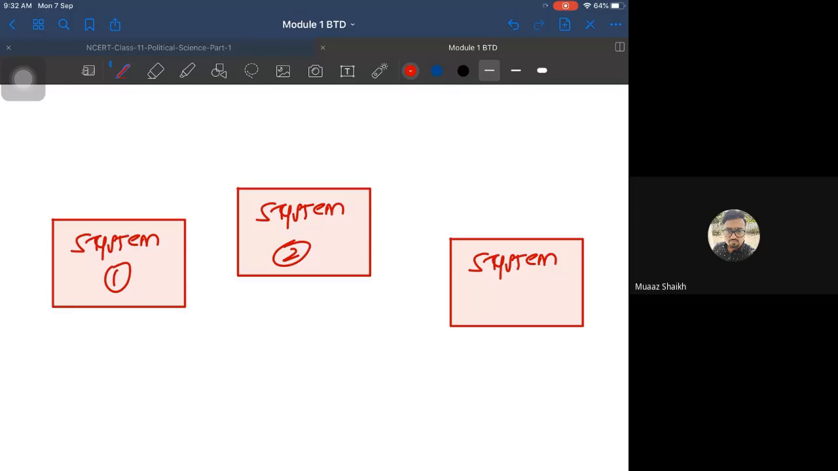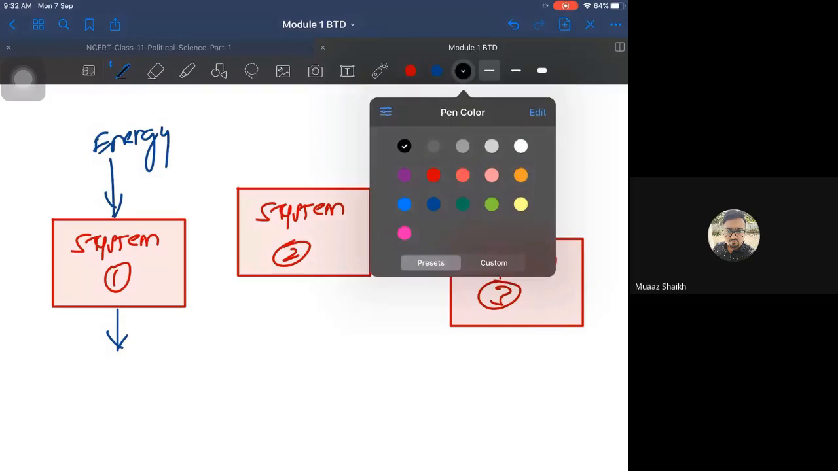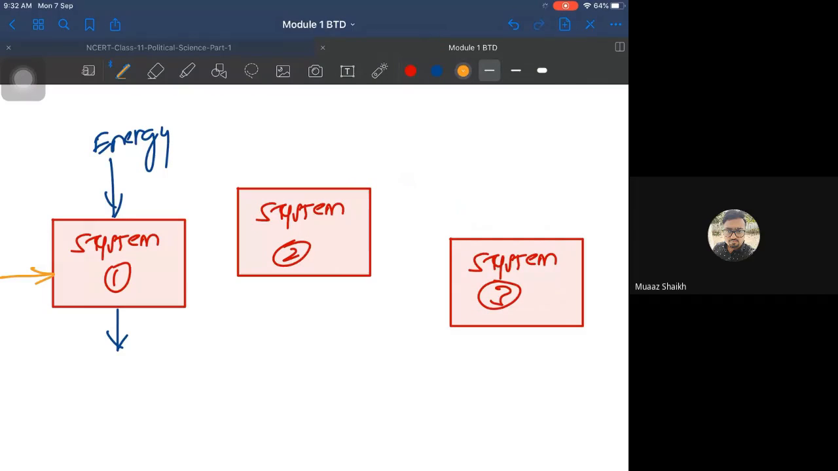So as you can see, there are three different systems. In these three different systems, I would be specifying how each system behaves. For example, system one can input and output the energy, and system one can also input and output the mass.